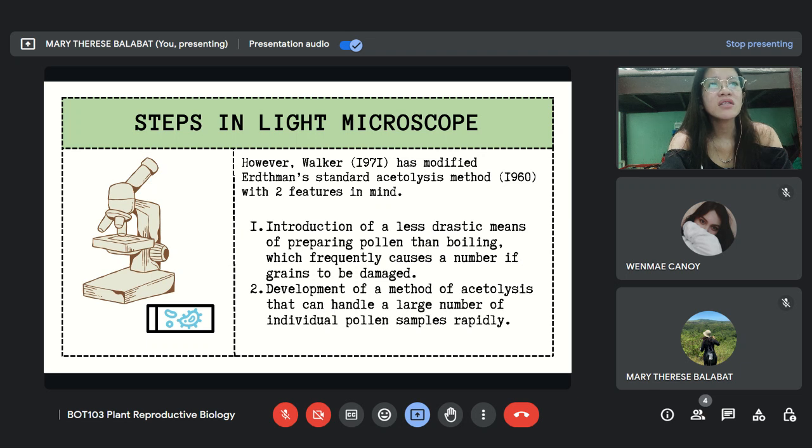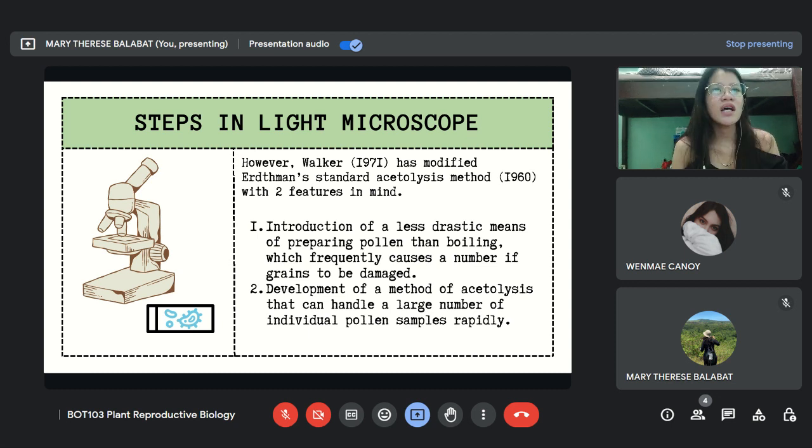Walker modified Erdtman's standard acetylysis method. The modified method has two features in mind. The introduction of a less drastic means of preparing pollen than boiling, which frequently causes a number of grains to be damaged. And number 2 is the development of the method of acetylysis that can handle a large number of individual pollen samples rapidly.